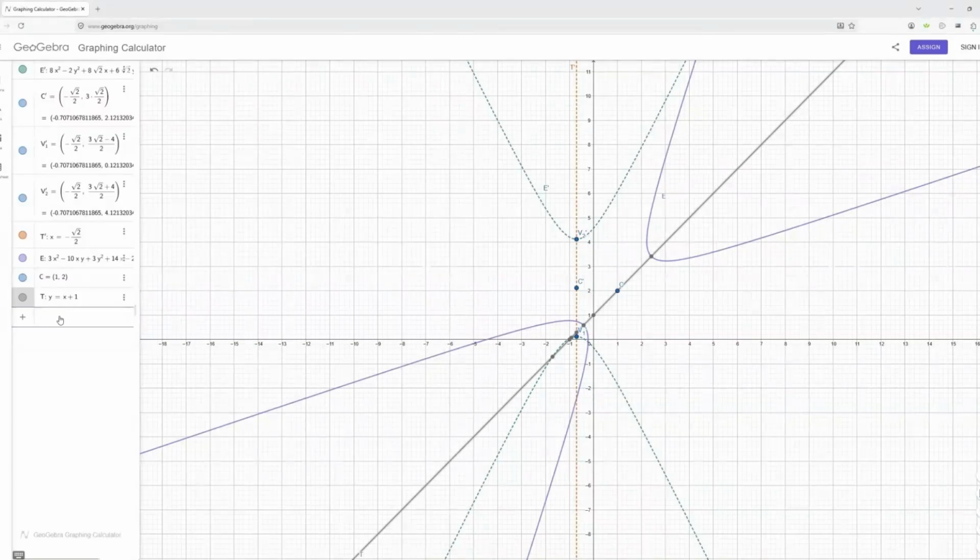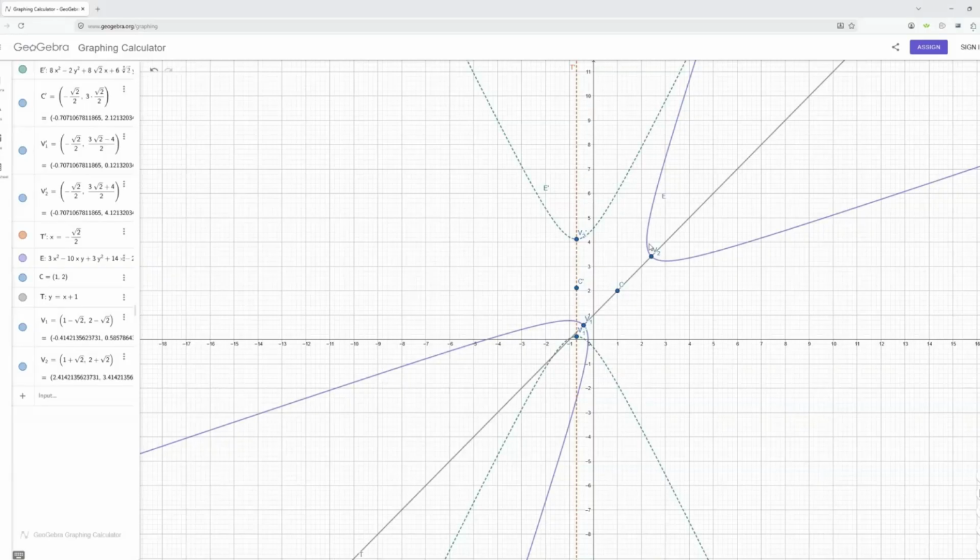We calculated the vertices. One of the vertices is the point 1 minus the square root of 2, 2 minus the square root of 2, and one of the vertices occurs at the point 1 plus the square root of 2, 2 plus the square root of 2. So we see that our calculations were correct.